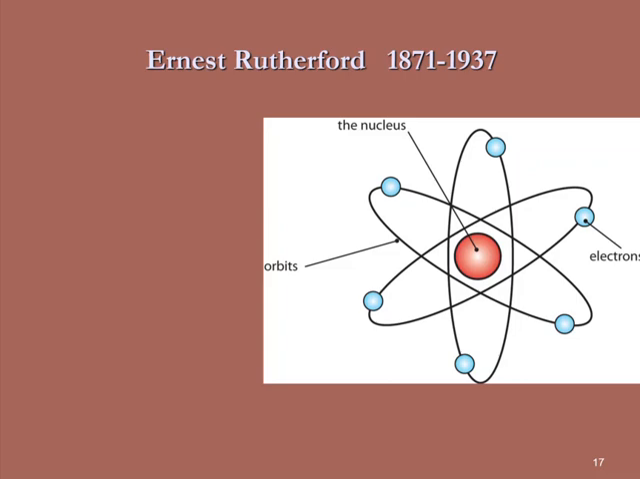Okay, so let's summarize what we have learned about Ernest Rutherford and his model of the atom. What Rutherford concluded was that the atom exists basically like planets orbiting around the sun. And the planets are the equivalent of the electrons, and the sun is the equivalent of the nucleus of the atom.